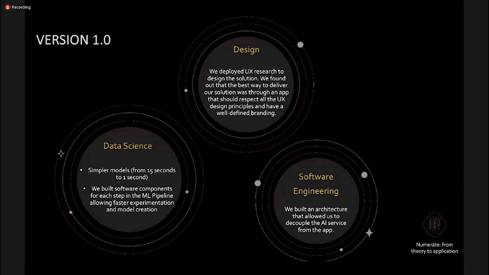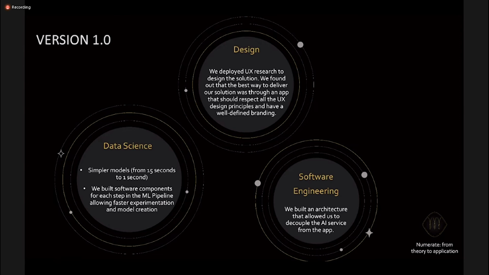So basically, the 3 fronts at Equinox developed this first version. And in the data science part, we built a simpler model. From the 15 seconds that the model took to count the objects in one image, so 15 seconds of inference, we accomplished 1 second after building a simpler model.